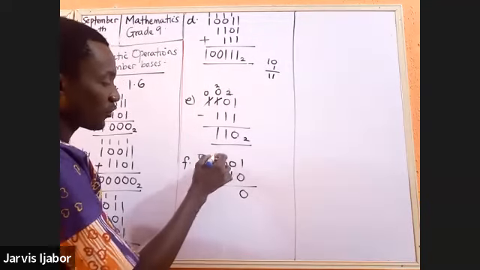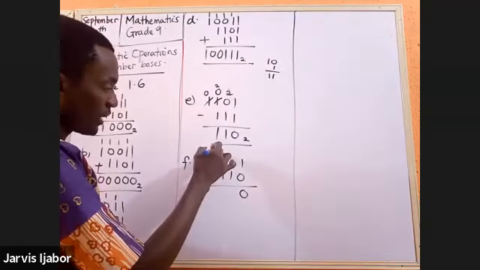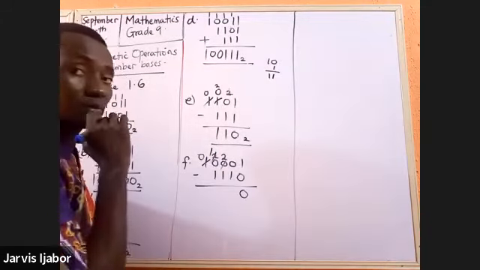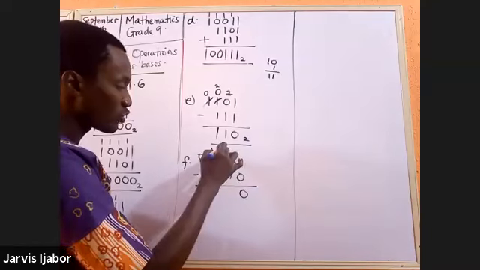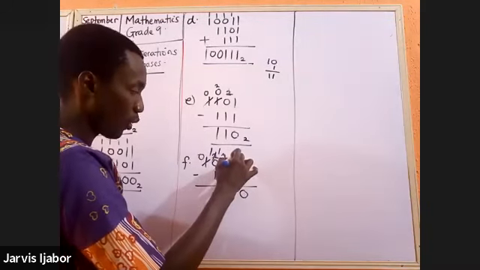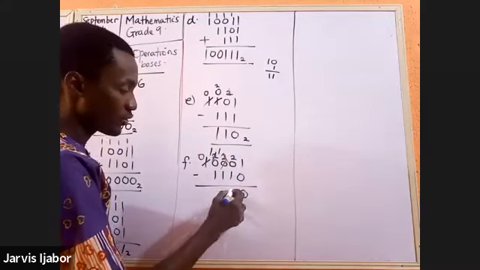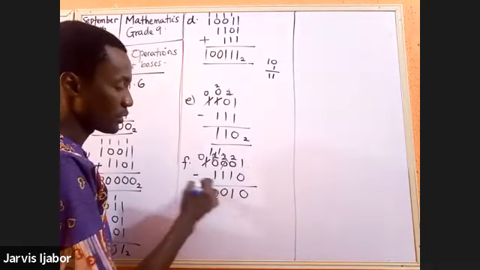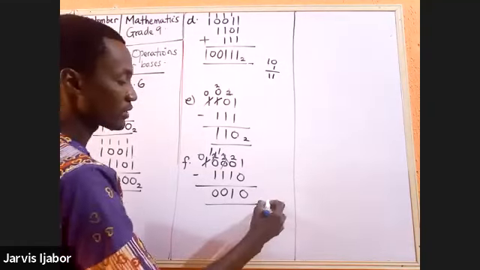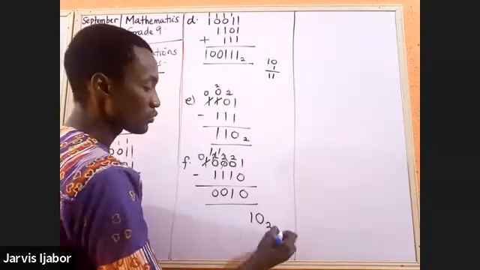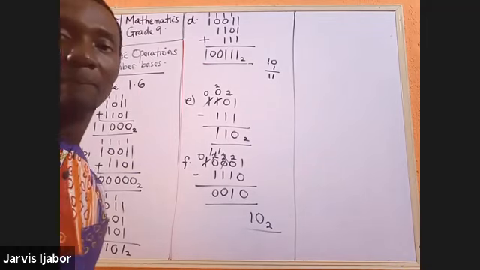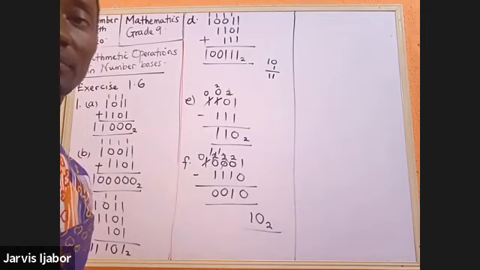So from this 2, we cannot borrow 1 again. This will now be left with 1. This will now become 2. I borrow 1 from here again to be 1, and that will now make this one become 2. 2 minus 1 is 1. 1 minus 1 is 0. 1 minus 1 is 0. So the final answer becomes what? 10 base 2. That's for F.